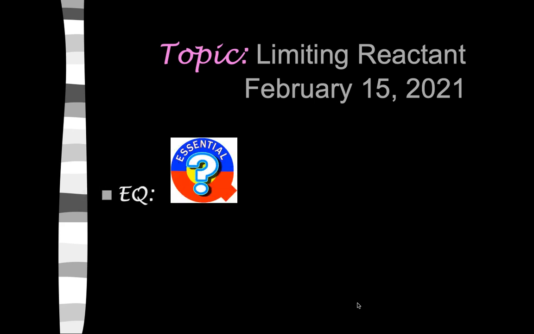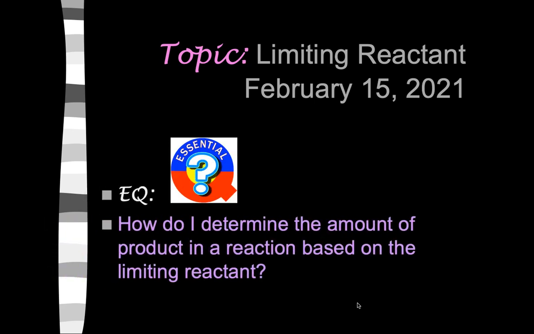The point of this topic is to make another connection between DA and moles and chemistry stuff, and then stoichiometry, this new idea. So we're going to be focusing on something called the limiting reactant. And the essential question we'll answer during today's notes is, how do I determine the amount of product in a reaction based on the limiting reactant? Okay, so you can maybe start even predicting what this limiting reactant has to do with predicting products and reactions, and we'll get into it.